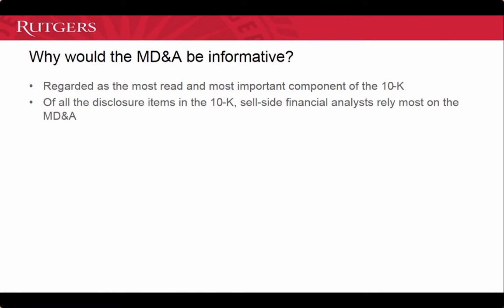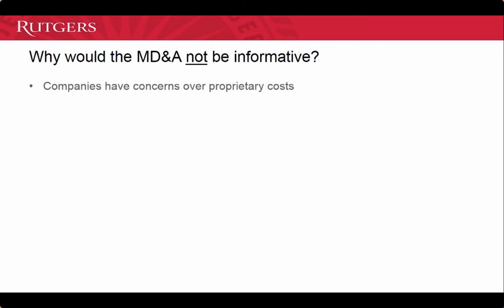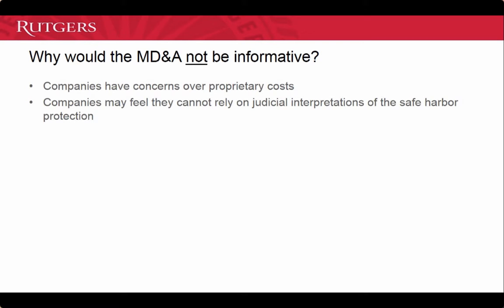So I think we've already mentioned these then. We have the safe harbor provisions, it comes from management, and also we hope it's informative because it is the most read and important component of the 10K. So why would it not be informative? Well, maybe companies feel like there are proprietary costs associated with disclosing information. Maybe the interpretations of the safe harbor provision are not friendly enough, so they feel like they can't just say anything they want about the future. And, you know, the MD&A isn't actually audited.